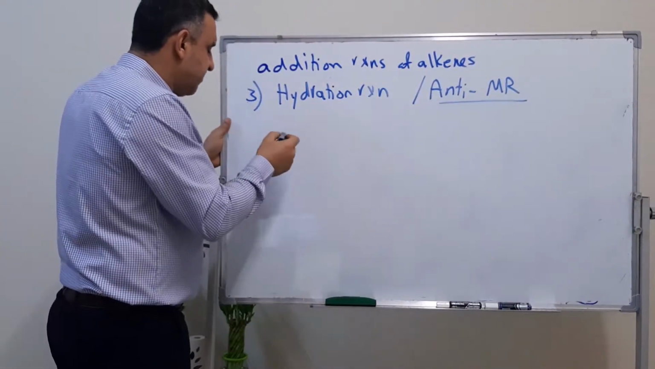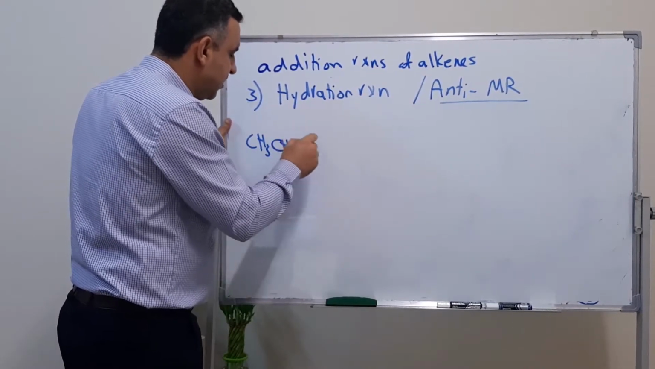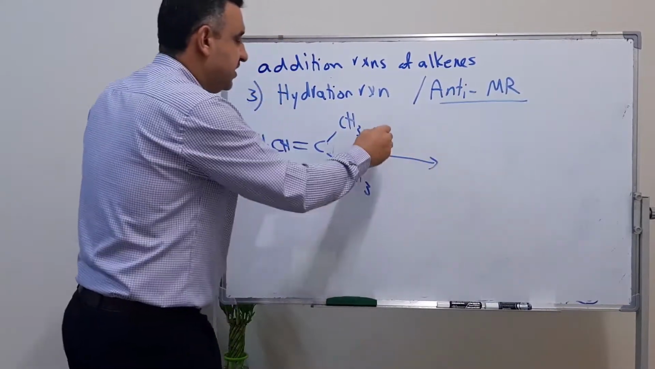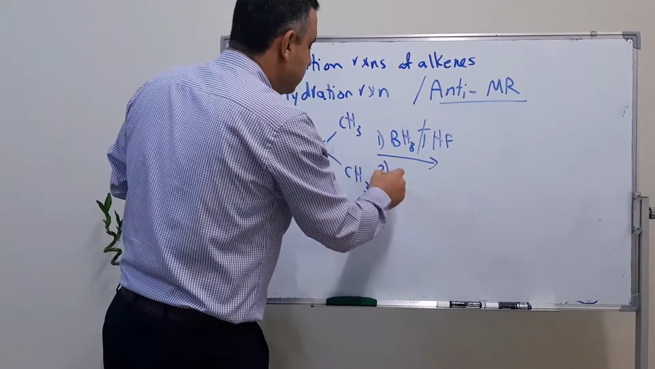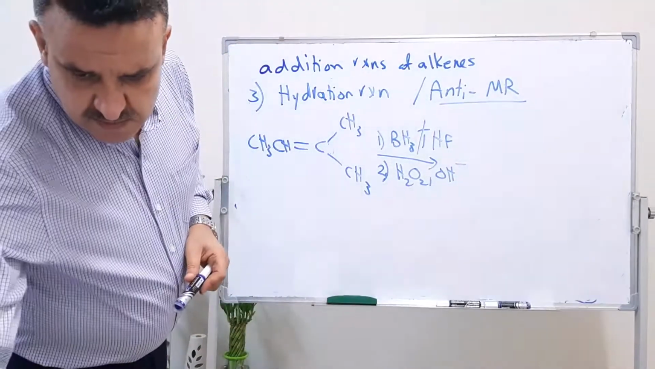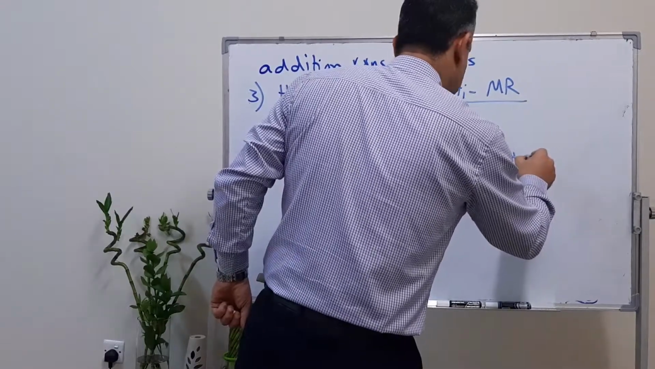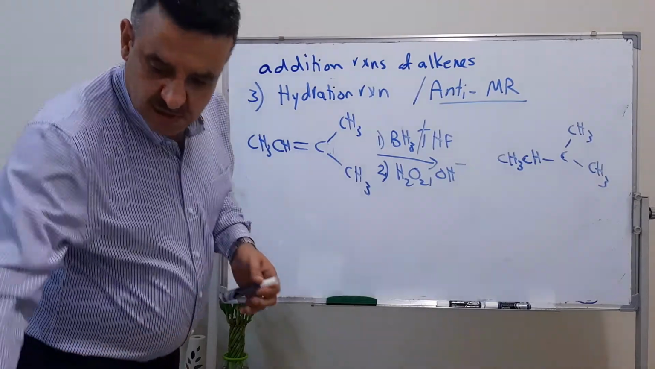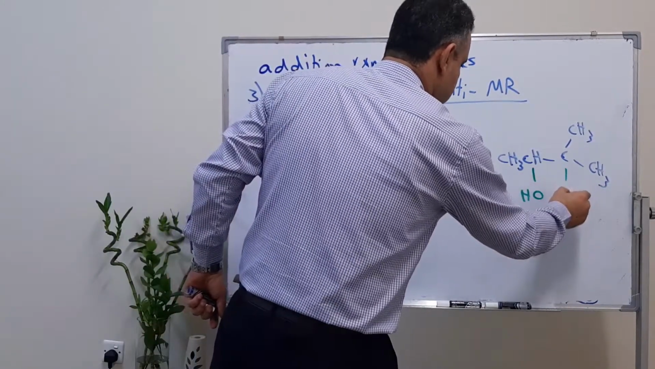So, let's give an example for this. Let's say we have CH3, CH double bond, CH, or simply CH3, CH3. And we allow this to react first with BH3 in the presence of THF, which is a solvent in this case, and second with H2O2 in the presence of OH minus. What we are going to get here in this case is CH3, CH, C, CH3, CH3. Here we are going to get the OH, and here we are going to get the hydrogen.